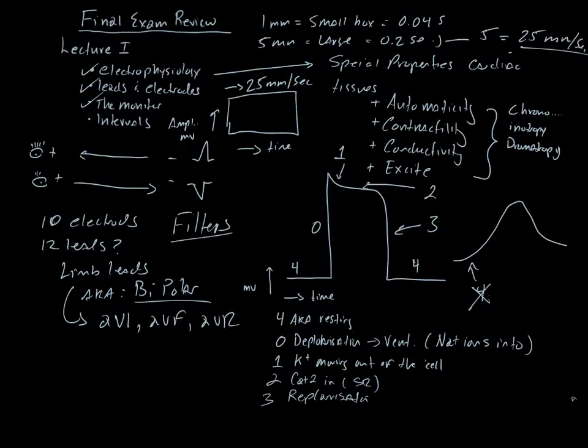And what's your standard filter for a rhythm strip? Non-diagnostic, right? That's a lower number. Like 0.5 to 50 hertz would be non-diagnostic, and then 0.5 to, say, 150 hertz would be diagnostic. The non-diagnostic is your rhythm strip, and your diagnostic would be your 12 lead.